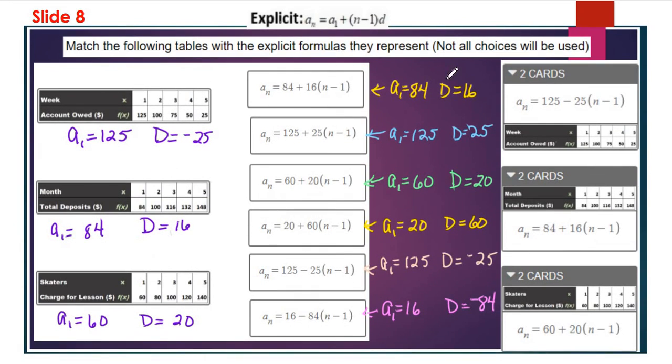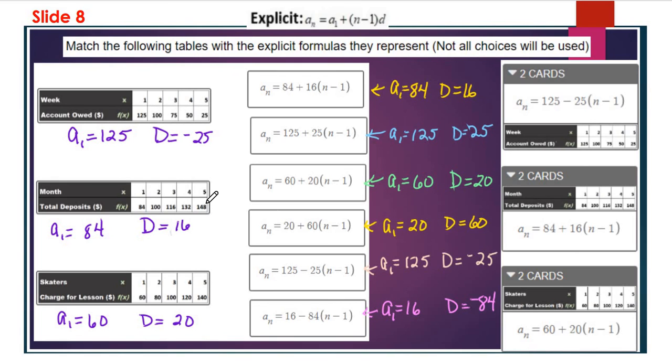Number 8, on this one you're going to be matching the following tables with the explicit formulas that they represent. Here's your formulas right here, the explicit formulas, and then when you check this right here, this is what you're subtracting. 25 minus 50, 50 minus 75, 75 minus 100, 100 minus 125. And you see the common difference is a negative 25. The first term is 125.